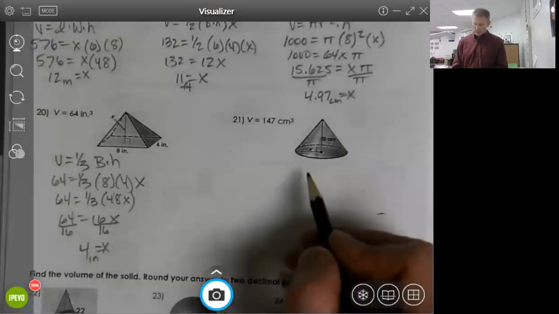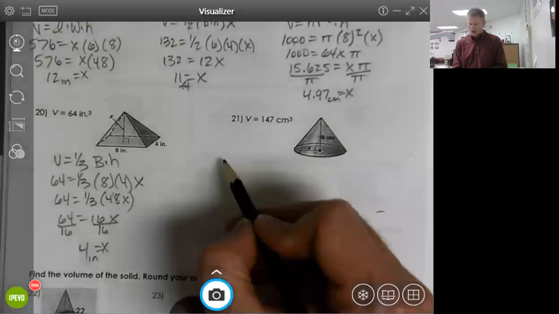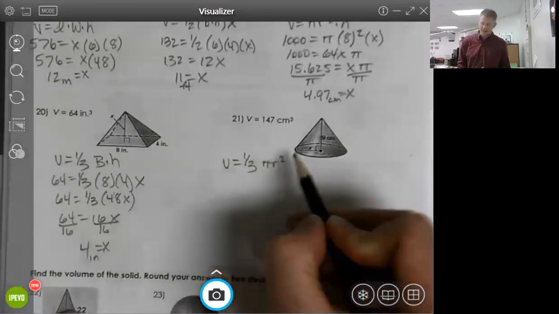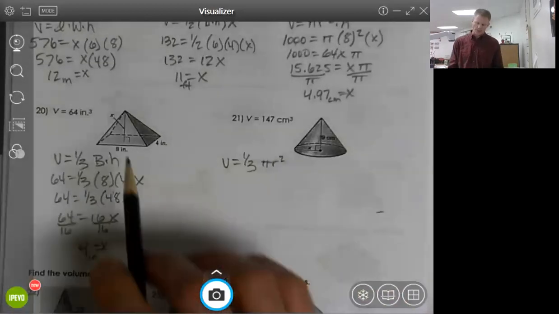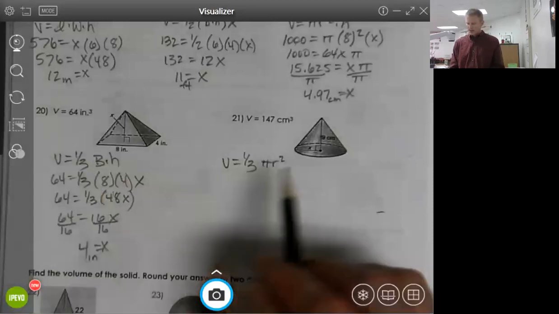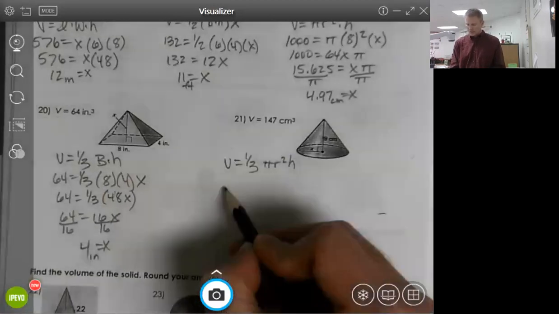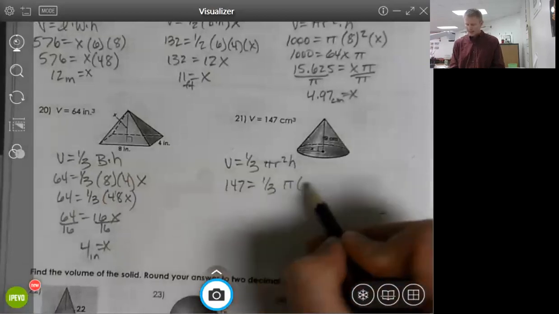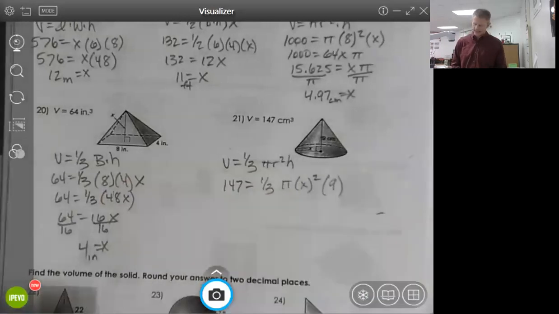Number 21 is requested. This is your cone. So again, your volume is 1/3 pi r squared, because that's your base. It's the same formula as over here, but the base is a circle. Here, the base is a rectangle. The circle times the height. So we have 147 equals 1/3 pi times x squared. We don't know what the radius is.